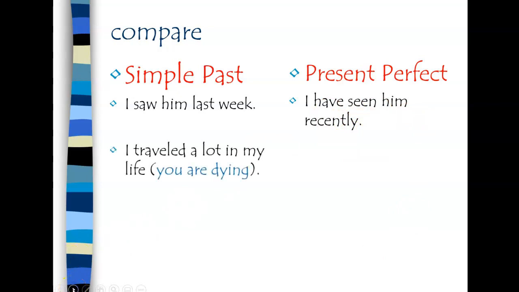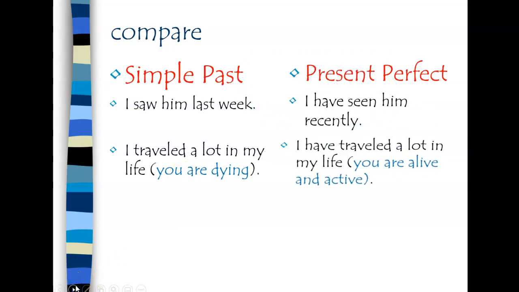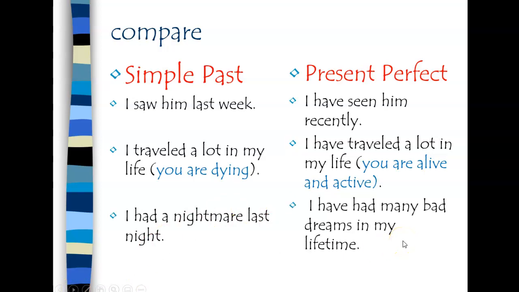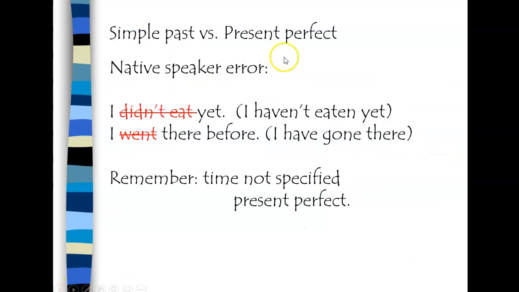I traveled a lot in my life, so I'm on my deathbed, and you're asking me what have I done, and that's it. I traveled a lot. But if I say I have traveled a lot in my life, it means I've gone, I have traveled, I'm still going to travel, and I'm certainly hoping that is the case. Next, I had a nightmare last night, again specified time in the past, simple past. Or I have had many bad dreams in my lifetime. Unfortunately, it means I think I'm going to have another bad dream at some other point.